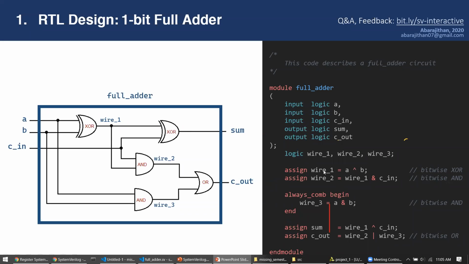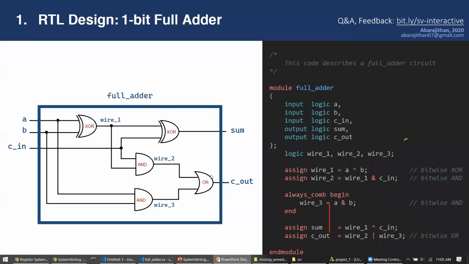Now look at this one. Wire 1 should be on the left hand side, and A and B on the right hand side. So what does it mean? You take A and do an XOR with B and assign this to wire 1. These are the inputs and this is the output of the logic gate. Then the next one, wire 2, what is that? That's an AND gate: wire 1 and C in becomes wire 2.